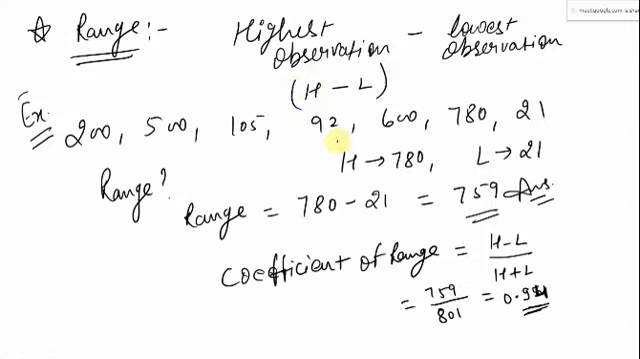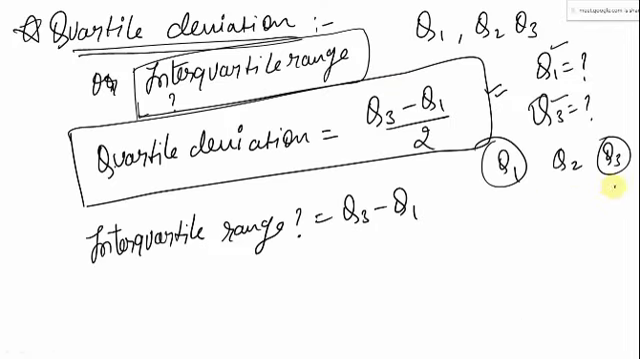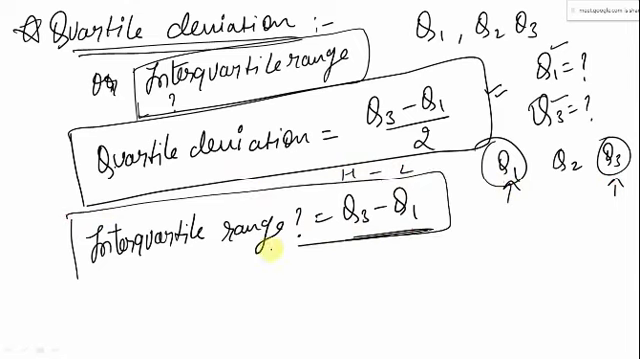Highest minus lowest. We are talking about quartiles, and we all know that Q3 will be the highest one and Q1 will be the lowest one. So we take the range as highest minus lowest, and we have the formula for interquartile range as Q3 minus Q1. This is something additional we have discussed, but the formula we'll have to use for quartile deviation is Q3 minus Q1 upon 2.